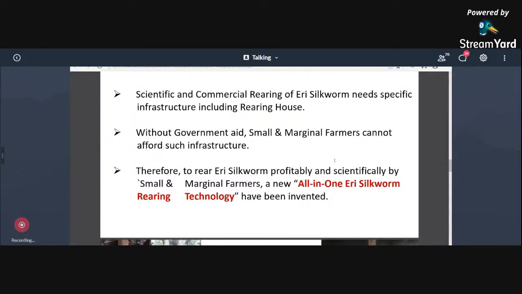Scientific and commercial rearing of silkworm needs specific infrastructure, including a rearing house. So the initial cost is very high. Without government aid, small and marginal farmers cannot afford such infrastructure. That's why, under a project funded by DST, I have developed a technique which can be used by small and marginal farmers to make their agriculture profitable and scientific.